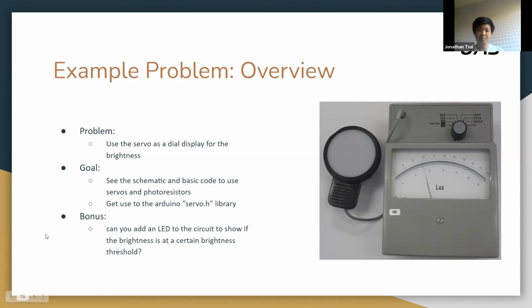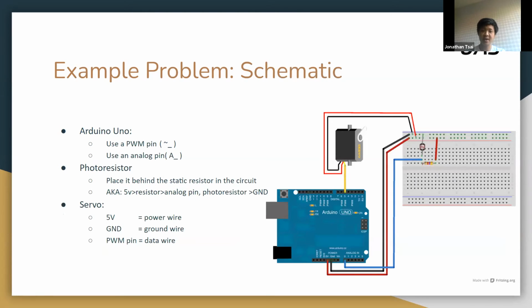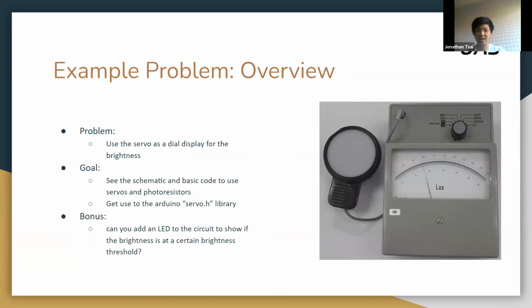So here we'll give you the example problem of using your servo as a dial display to check the brightness of a room, okay? So the goal of this problem will be to show you the schematic, basic code, as well as get you used to the servo.h library. All right, so if you find this homework a little bit too easy, come back here and try out the bonus problem of whether or not you can get the LED to show you a threshold level. So if you want to read at a certain brightness in a room, what brightness is considered too dark? All right, then. So here is the schematic solution to how to make a dial display.